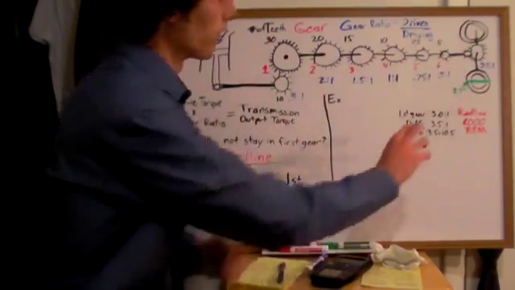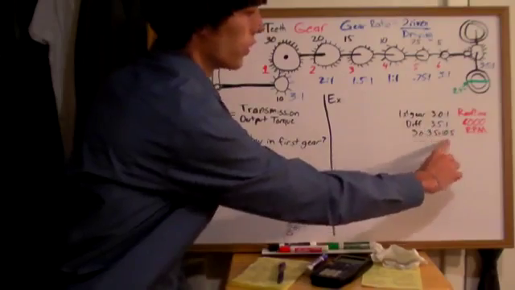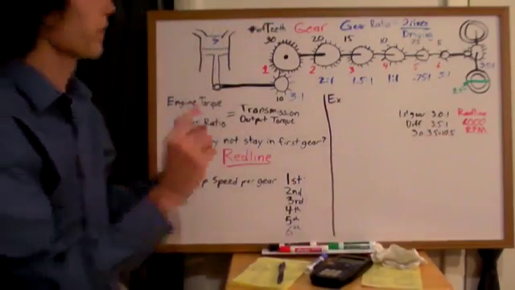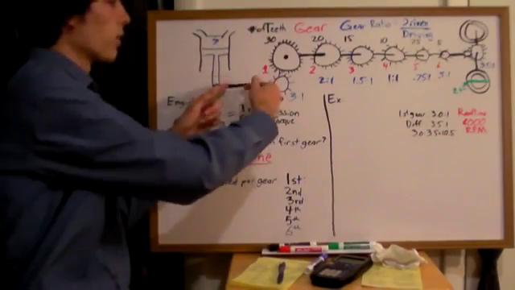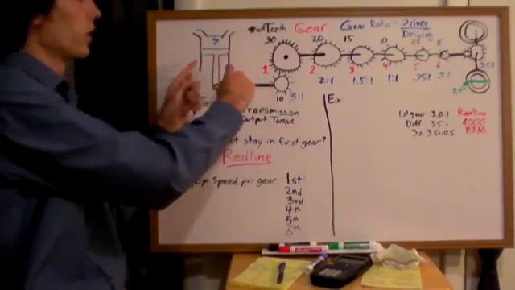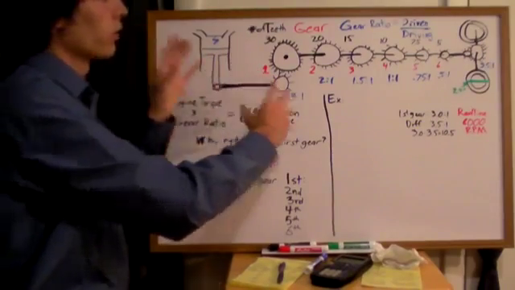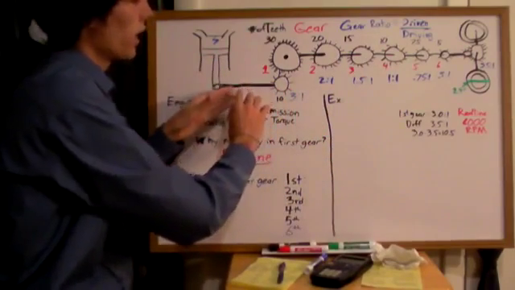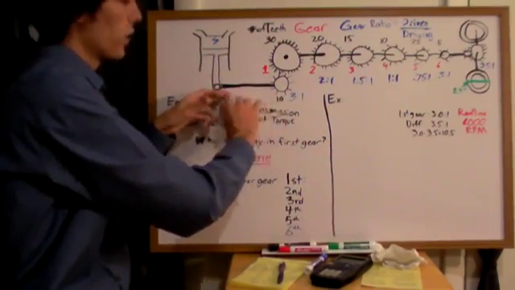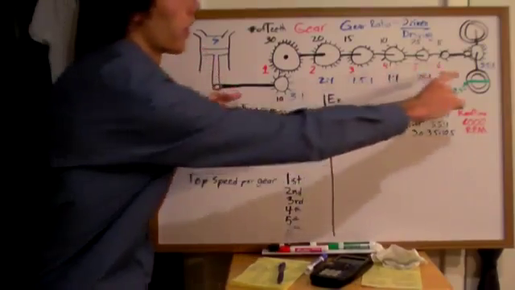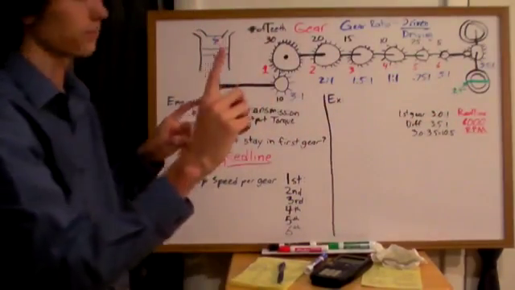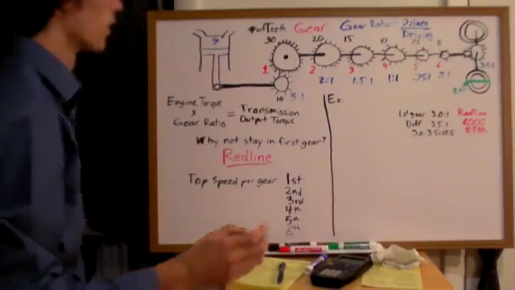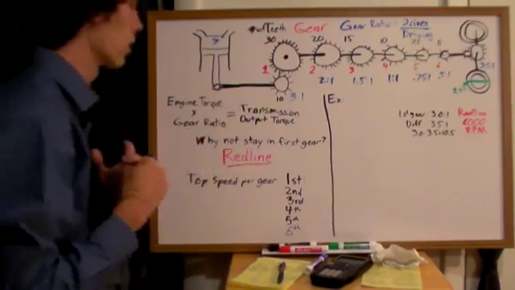Now, if you multiply these together, you get 10.5. What that means is every rotation of your crankshaft in your engine will give you about 1/10 of a revolution of the tire. It's going to take 10.5 revolutions of your crankshaft from your engine to get the tire to rotate 1 time. Alright, so that's basically how gears work.